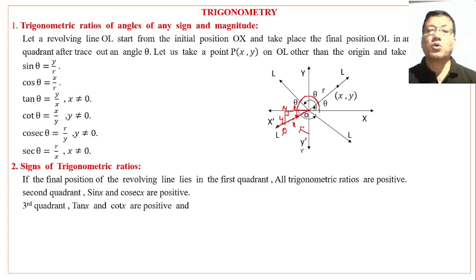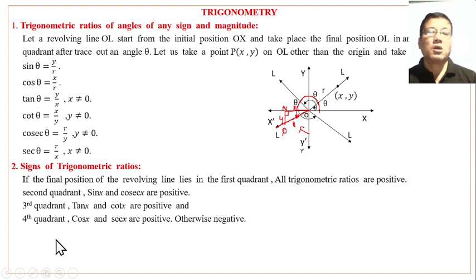At the final position, at a point other than O, we drop a perpendicular to the x axis, forming a right angle. In the triangle, the sides are negative and negative, so tan x and cot x are positive, and the other ratios are negative. So if the final position of the revolving line lies in the third quadrant, then tan x and cot x are positive. In the fourth quadrant, cos x and sec x are positive, otherwise negative.